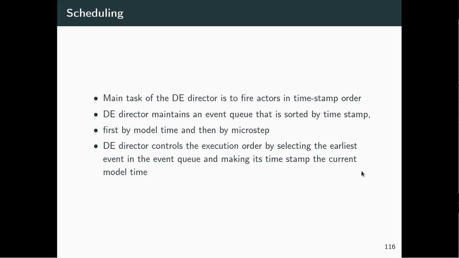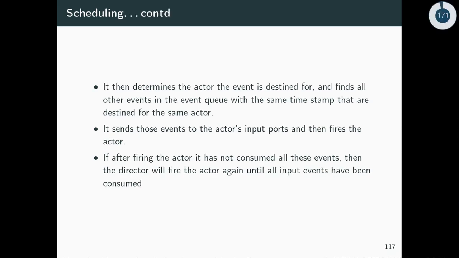It then determines the actor the event is destined for and finds all other events in the event queue with the same timestamp that are destined for the same actor. It sends those events to the actor's input ports and then fires the actor. If after firing the actor it has not consumed all these events, then the director will fire again until all input events have been consumed. So the director has the job of firing the actors just like it did for the dataflow model of computation and synchronous reactive model of computation. The actors are fired until they have consumed all the input events. Here we use an event queue in the case of a discrete event system.